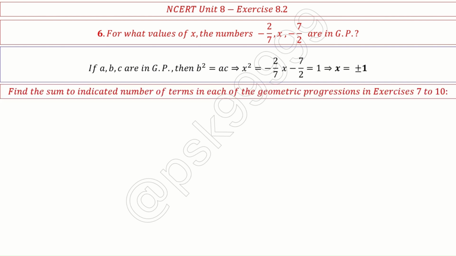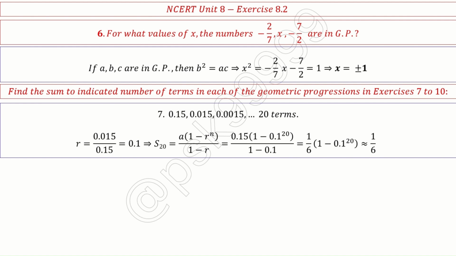Find the sum to the indicated number of terms in each of the geometric progressions in questions 7 to 10. So the series is given here: the geometric progression is 0.15, 0.015, 0.0015, up to 20 terms. Okay, so you know what A is. A is nothing but 0.15. R is 0.015 divided by 0.15, which is 0.1. So you have A, you have R, and n is 20 terms, so S20 equals, you have to apply this formula. Since the common ratio r is less than 1, you will apply (1 minus r to the power of n) divided by (1 minus r). If you simplify, approximately you'll get 1/6.